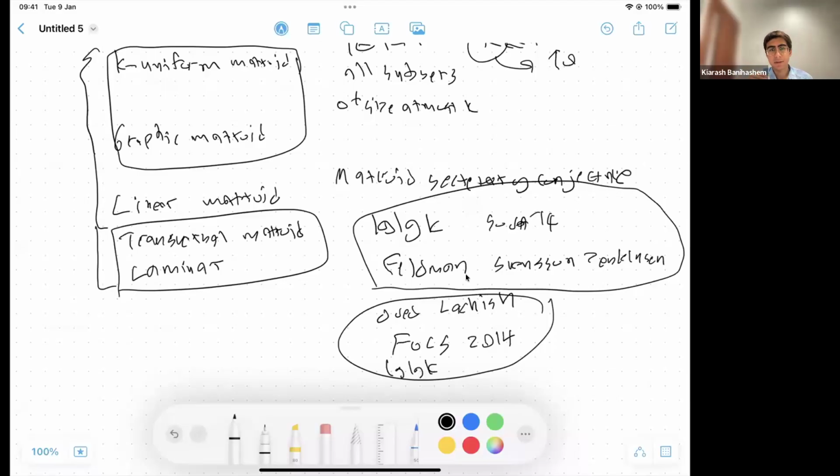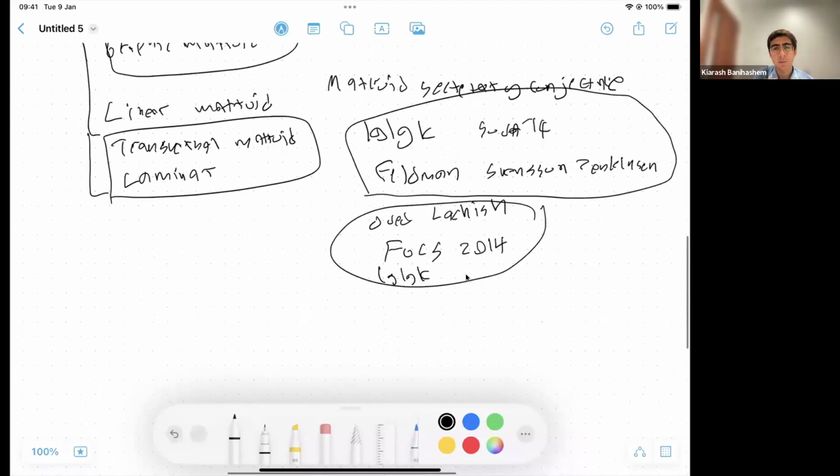The original paper that introduced matroid secretary introduced an algorithm with a log k competitive ratio. This was then improved to square root of log k, and later improved to log k, and this is the state of the art right now. It hasn't been improved since 2014.